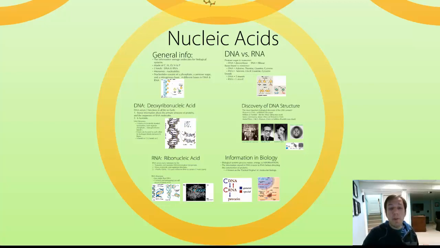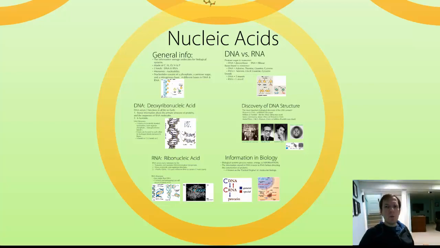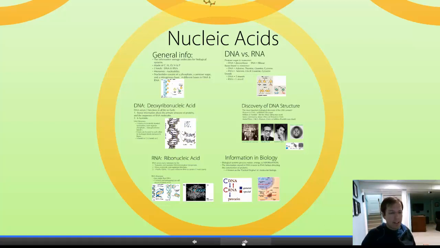I want to give you today a little bit of an overview into DNA. DNA is a polymer, and as a polymer, it is made up of monomers known as nucleotides. And those nucleotides have really three parts. They have nucleic acid, they have a sugar, and they have a phosphate.